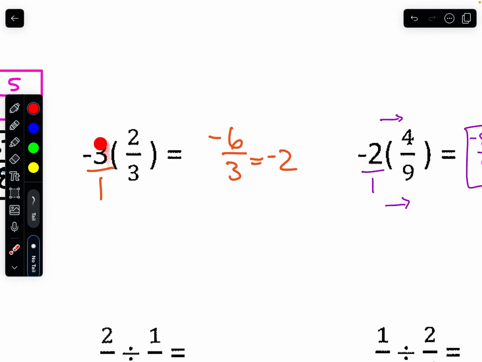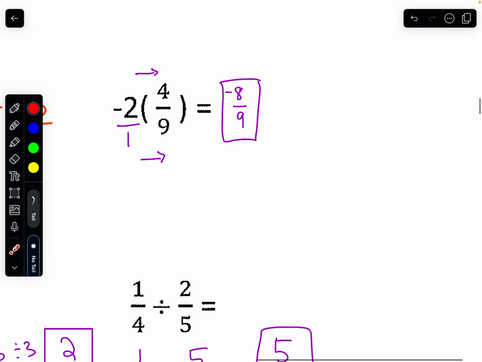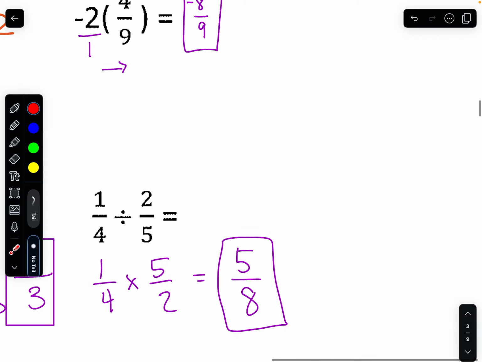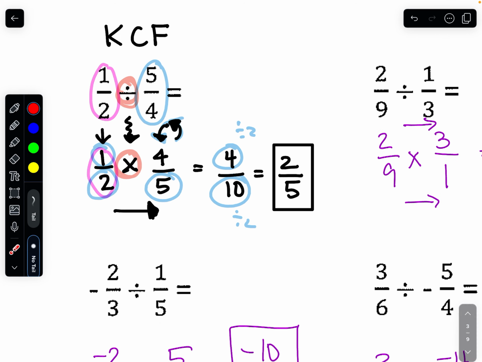When I'm multiplying a whole number to a fraction, I just make it a fraction, and we multiply straight across, getting -6/3, which reduces to a whole number of -2. Here we go with this one, no reducing necessary. All right, then we go down to dividing fractions.